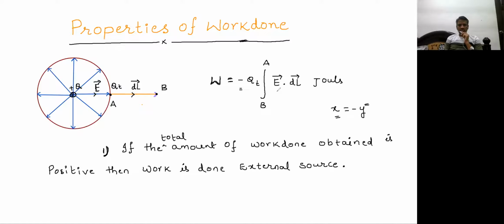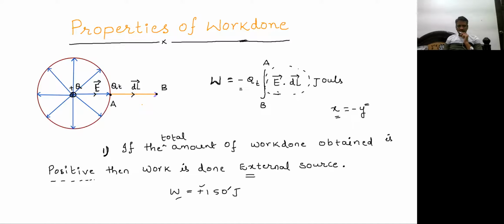That means after simplifying this E dot dl, which most of the time you will get positive, and evaluating it with respect to the limits B to A, and after multiplying with minus QT, if you get the total value as some positive number, let's say W is equal to plus 150 joules, you will always say that work is done by the external source. So whenever the external source is doing the work, the work done is a positive value. This is the first point that everybody should remember.